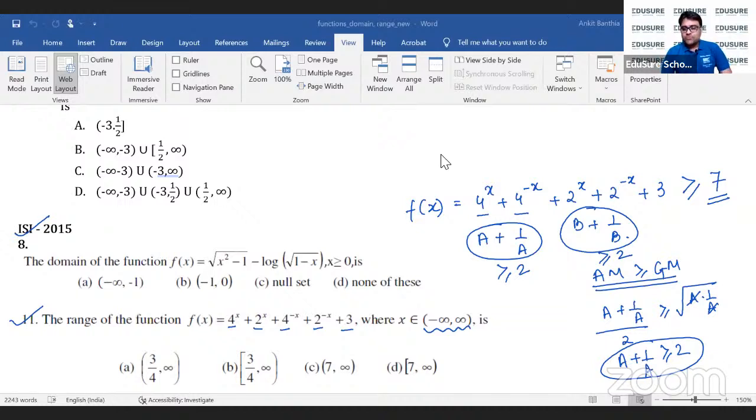So if I have the format a plus 1 by a, 4 to the power x plus 4 to the power minus x, how is that a plus 1 by a? 4 to the power x plus 4 to the power minus x is this. This is a plus 1 by a format. That is what I'm saying. So a plus 1 by a will always be greater than or equal to 2. So greater than or equal to 2, plus 3, so greater than or equal to 7. Answer is D. This is one of the approaches.